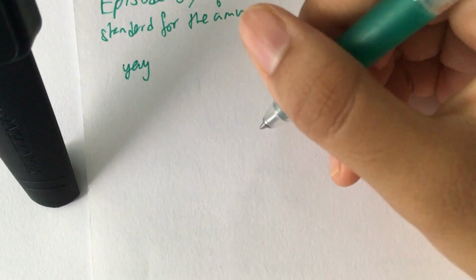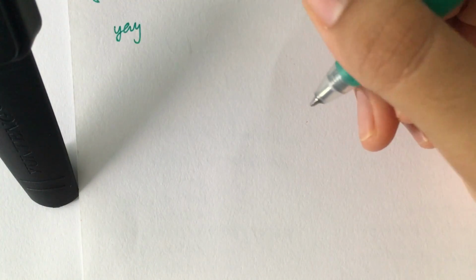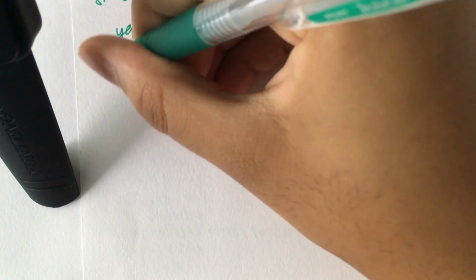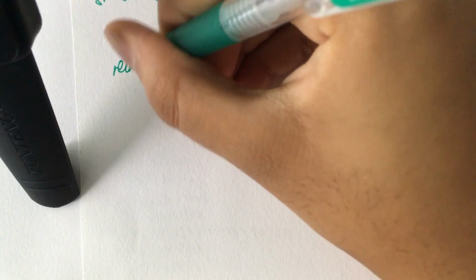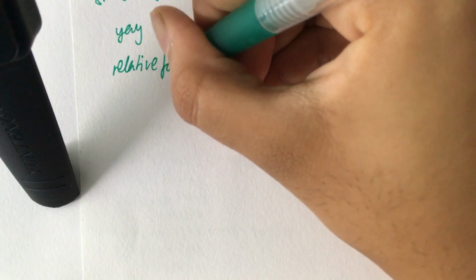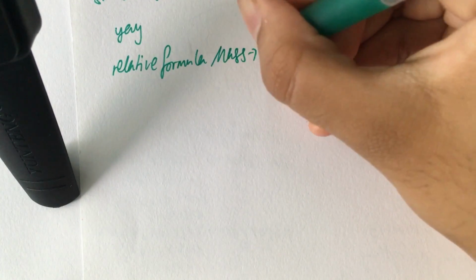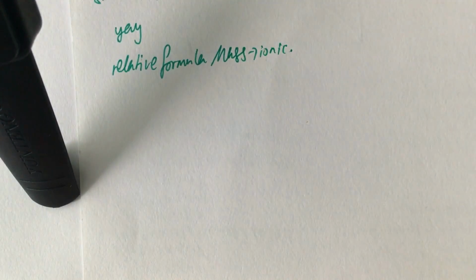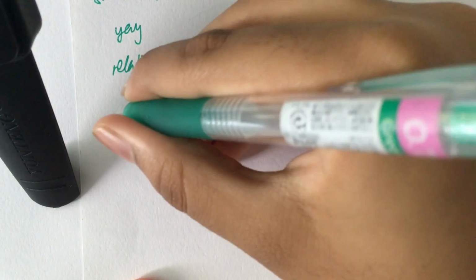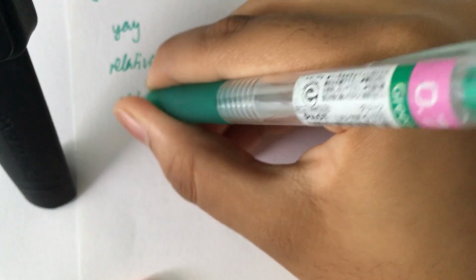So before we start, of course, at the top of the learning outcomes it says the term relative formula mass or Mr will be used for ionic compounds. Yeah, just take note of that. So let's just go through the learning outcomes. The first one is defining the terms relative atomic, isotopic, molecular, and formula mass.